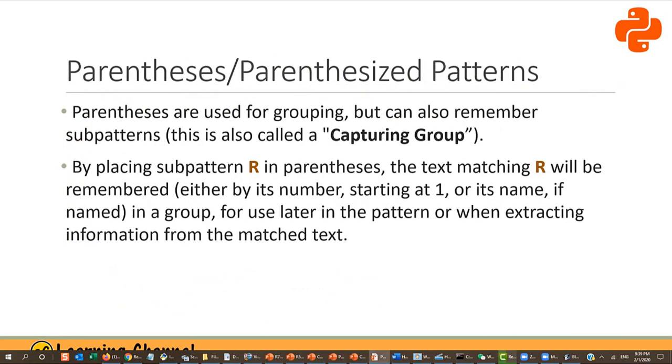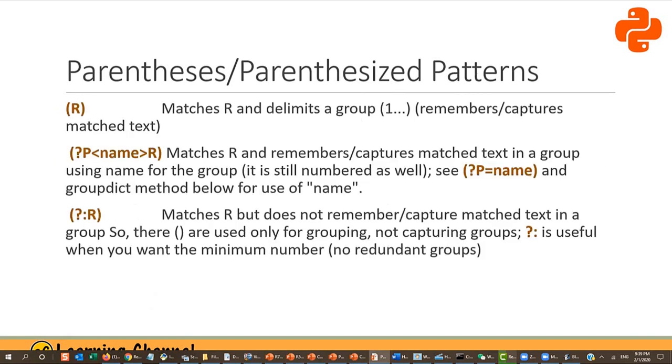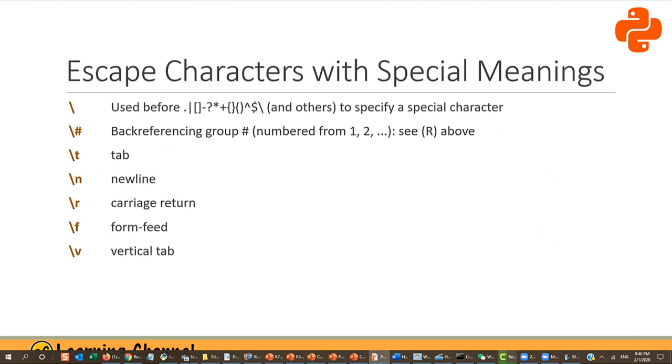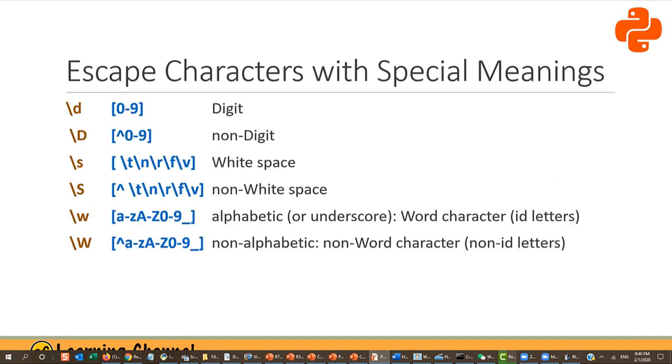And we can use parentheses to do capturing of the group, okay? And these are more advanced topics. Let's not think about it right now. Let's continue. So we can match R and actually put things into a group, okay? And we can do grouping and checking grouping. Okay, these are more advanced. Let's not think about it right now, okay? And then we have escape sequences, okay? And backslash d means digit. So one single backslash d equals this.